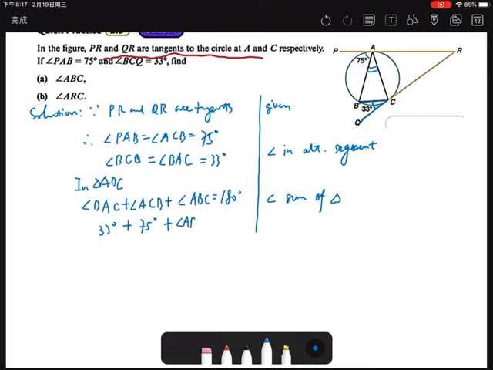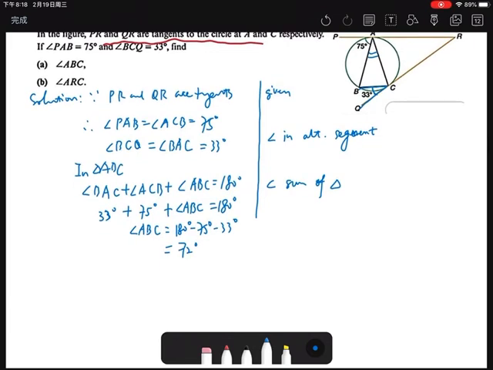So we have 33 degrees plus 75 degrees and then plus angle ABC equals 180 degrees. So angle ABC just equals 180 degrees minus 75 degrees minus 33 degrees. So it is 72 degrees.